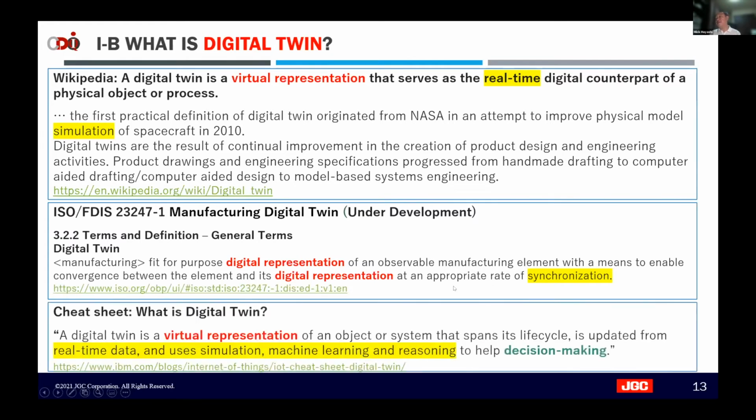Yet another definition comes from IBM. They call it a cheat sheet. What is digital twin? A digital twin is a virtual representation of an object or system that spans its life cycle from start to end, is updated from real-time data, and uses simulation, machine learning, and reasoning to help decision making. You may have noticed the common terms used here. One is a virtual or digital representation, and number two is decision making.